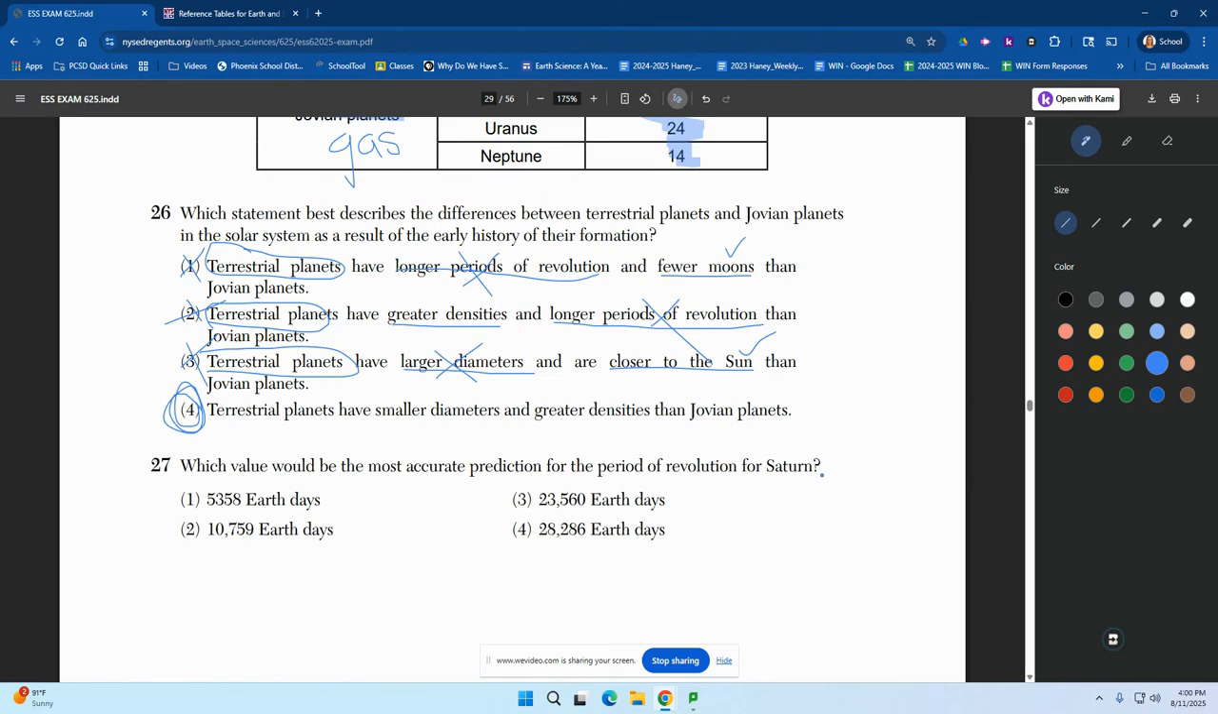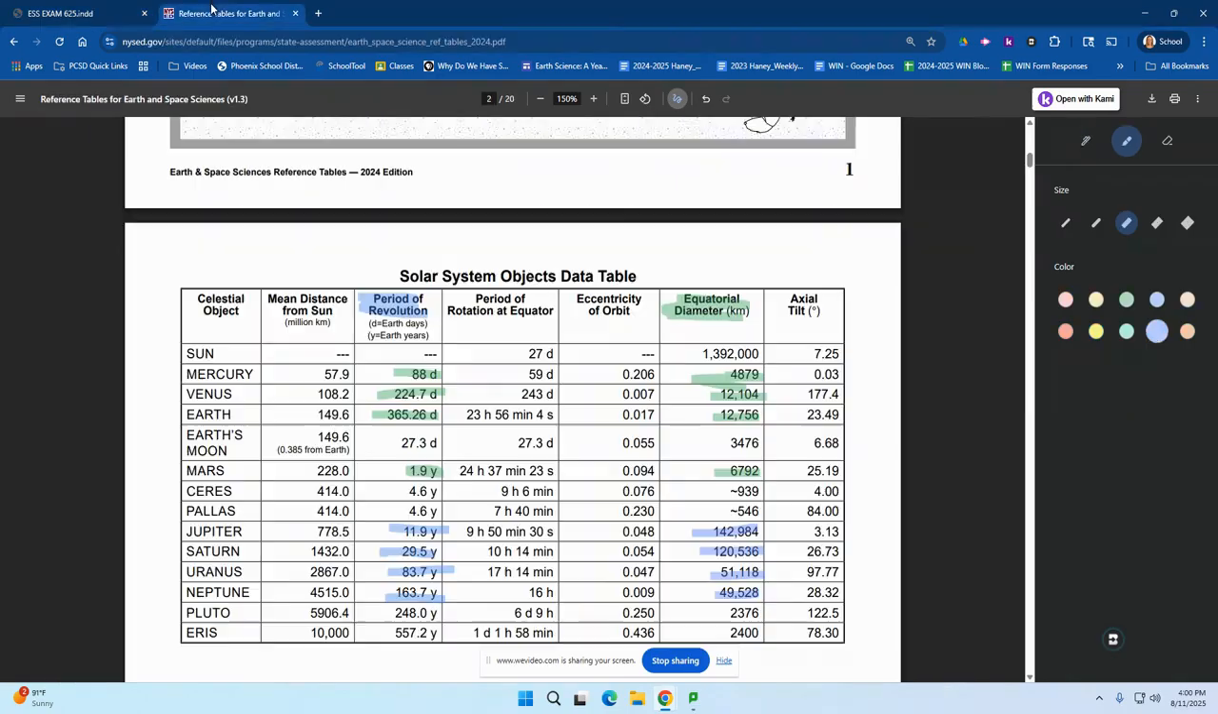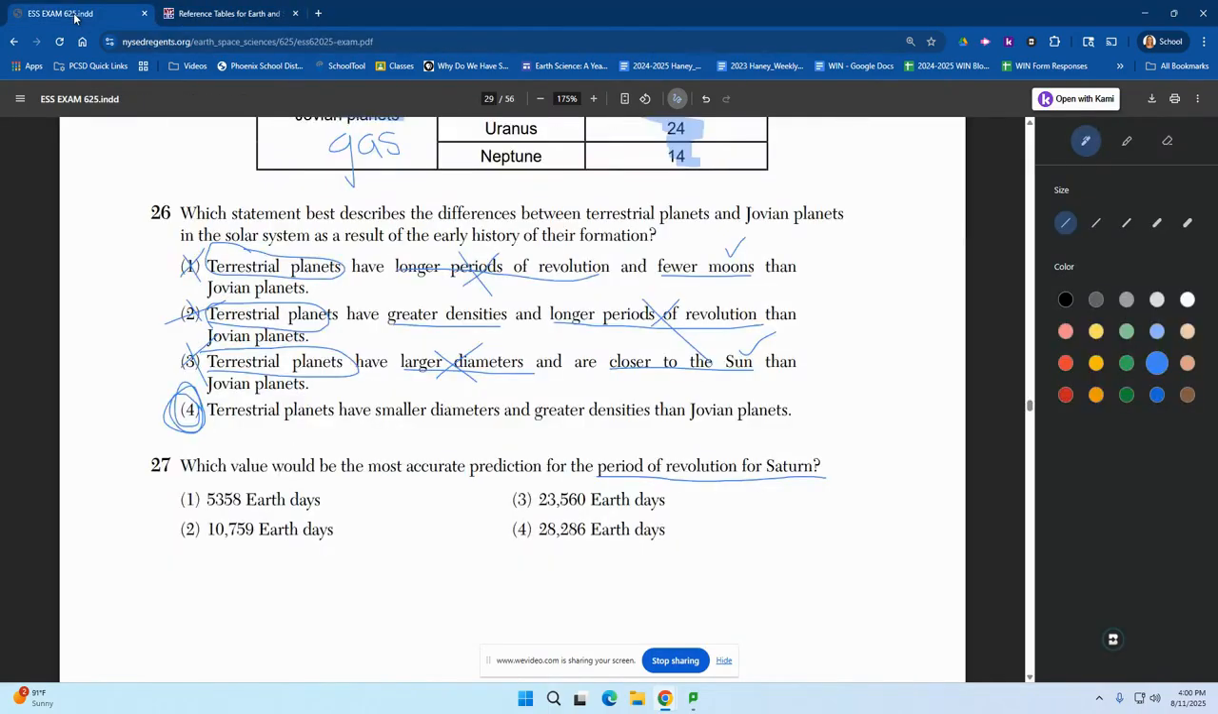Okay, 27 says which value would be the most accurate prediction for a period of revolution for Saturn? Okay, so again, I would not know this off the top of my head. I'm going to need information from somewhere. And so I'm probably going to need to use this data table that was given to me in my reference table. So it wants to know period of revolution for Saturn. And I look to see that in my answer choices, the units they gave me are days for all of them. So I need to know how many days it would take.